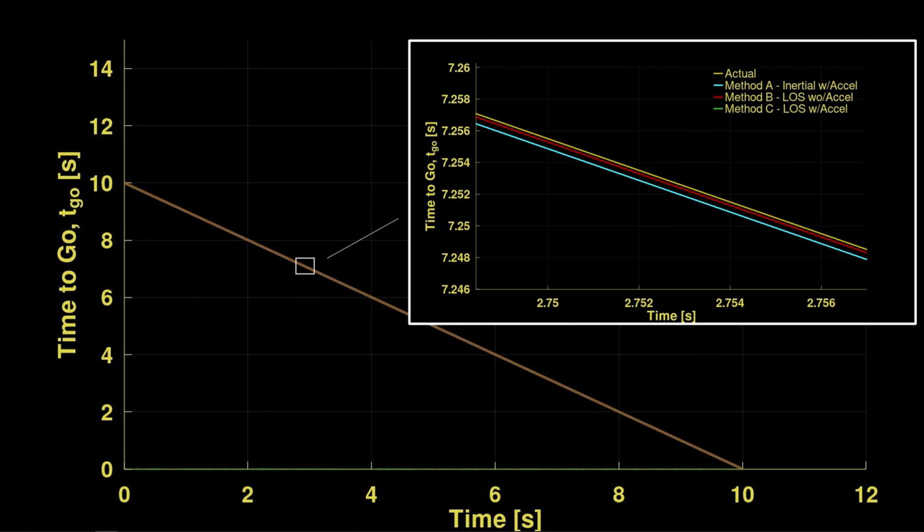Zooming in on the time-to-go lines, we observe that actually only the implicit method A that accounts for relative acceleration and the simple explicit method B that does not account for relative acceleration are there. Indeed, method C has failed.